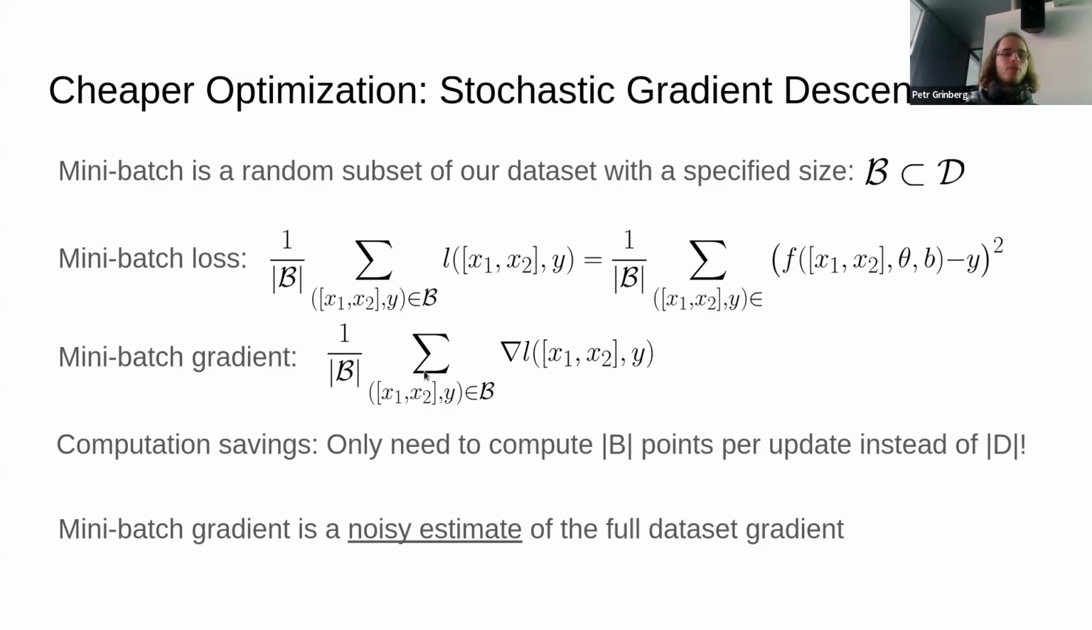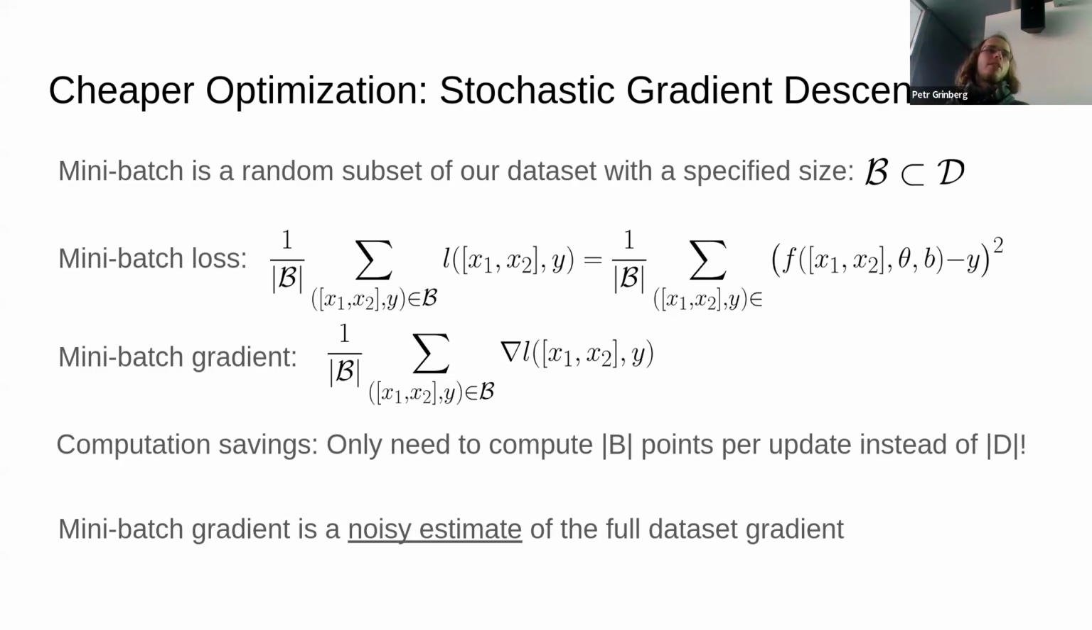And you calculate the gradient for this mini batch like this, and you use it to update your model as before, like theta minus learning rate multiplied by this gradient. So you save computation: instead of D number of calculations, you compute the value only for the B points, and B is much smaller than D, so it is much faster and cheaper. But the mini batch is a noisy estimate of the full gradient.